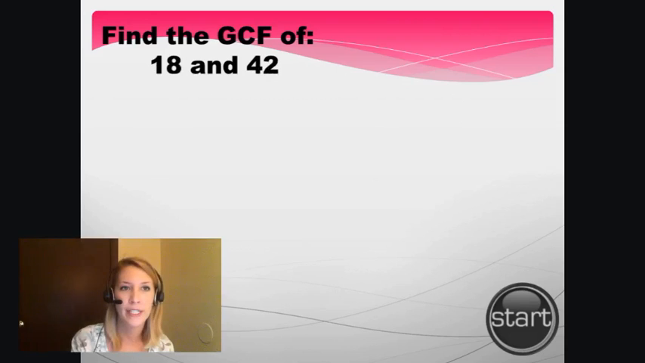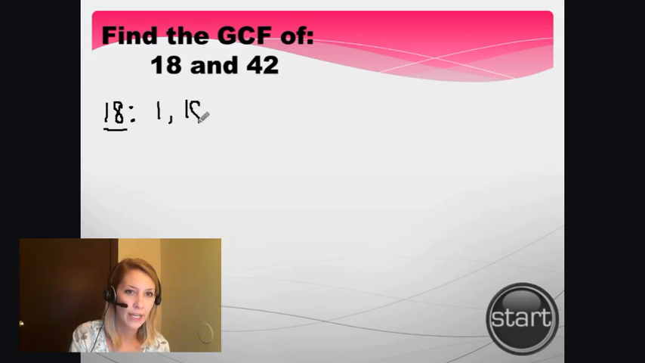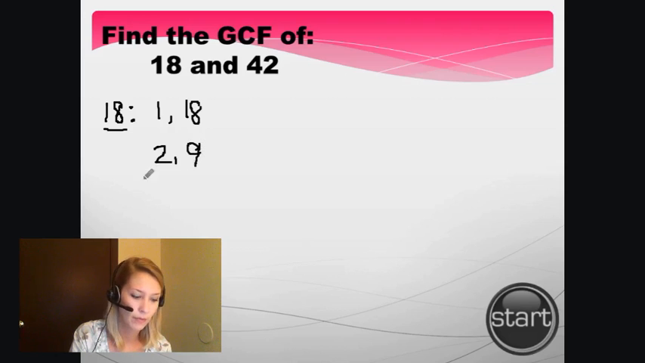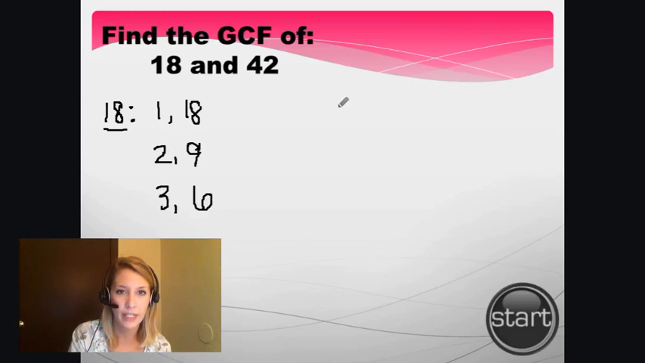Let's do another example, finding the greatest common factor of 18 and 42. So obviously the first step is to list out the factors of 18. We have 1 and 18. 18 is an even number, so I'm going to divide that by 2 to equal 9. And if we add up 1 and 8, that is equal to 9, and 9 is divisible by 3. 18 divided by 3 is 6. And those are all the factors of 18.